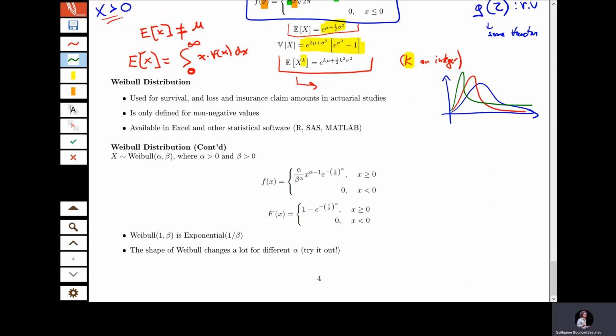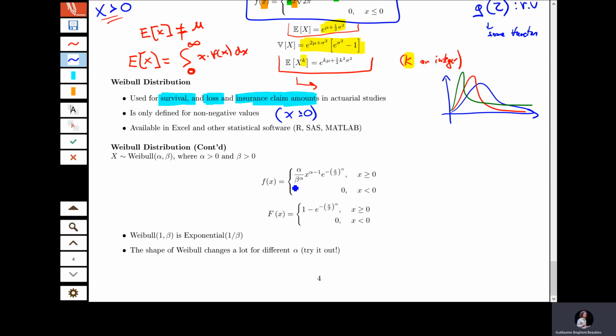Okay, and lastly, just a few comments on this Weibull distribution, which is also quite frequently used in some actuarial applications, again, for maybe survival times, but also for losses and insurance claims amounts. It is another random variable that's strictly positive. So that's the reason why it might come up in some of our applications. And here, there's not much said about it.